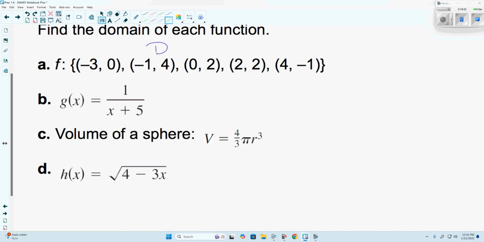So if we looked at the domain of this first one, here it's going to be the set of points negative 3, negative 1, 0, 2, 4, because it's our inputs. They are the numbers that go into the function, the numbers that work. B, since it's rational, we have to exclude any value that would make the denominator be 0. So that's the only value we can't plug into this. That's going to make x plus 5 be 0. Negative 5, because negative 5 plus 5 is 0. Everything else works, yes? So the domain is all real numbers except for negative 5.